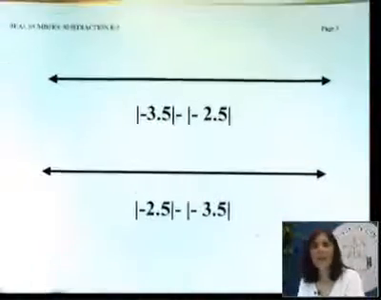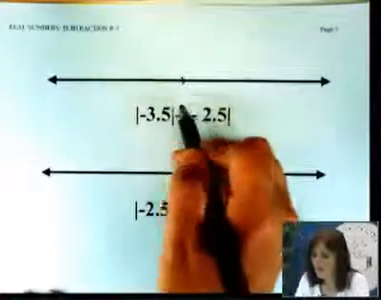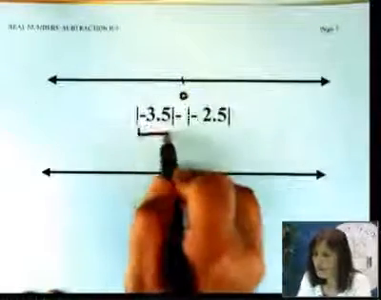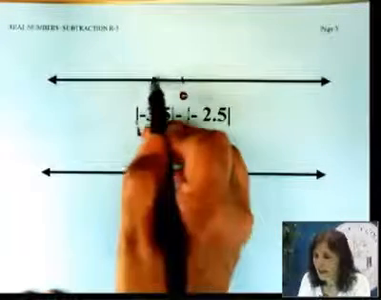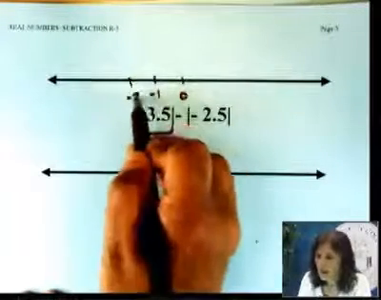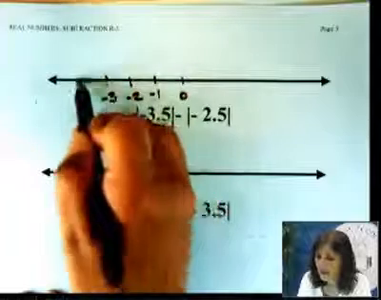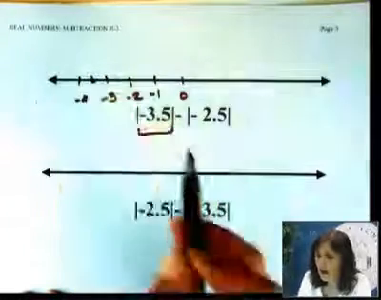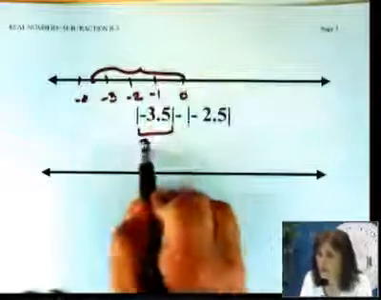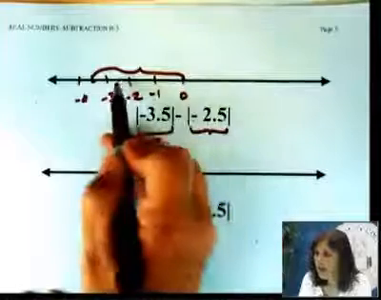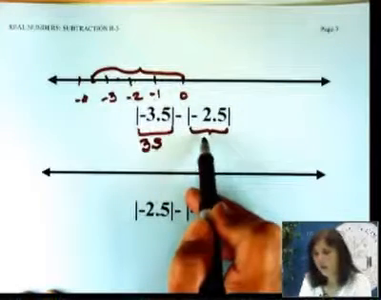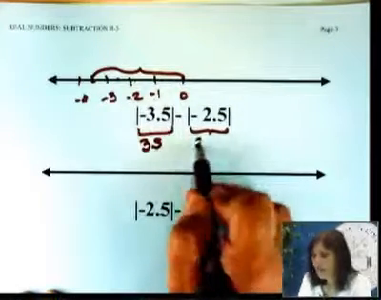What happens when I have absolute values? You have to kind of remember that. Absolute value means distance away from 0. -3.5 means I am around here. How far away am I from 0? I am about 3.5 steps away. How about this one? 2.5. How far away from 0 am I? I am 2.5 steps away.